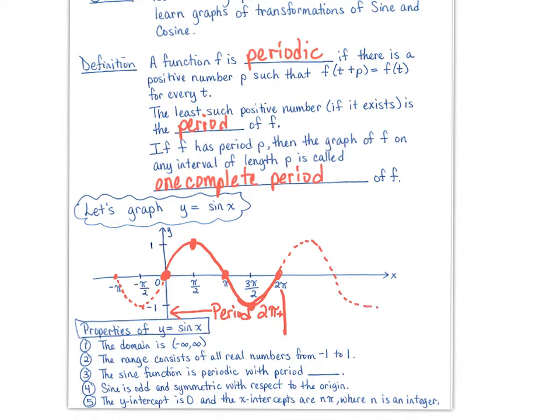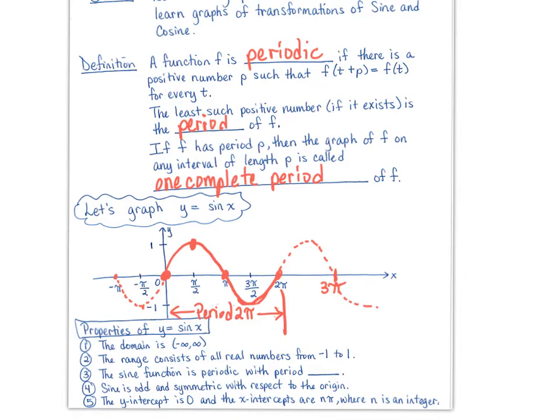What is actually the period 2 pi? It's just an arrow. What other questions do you have? Okay, so that's the graph of sine of x.